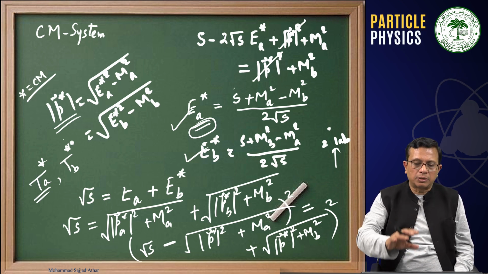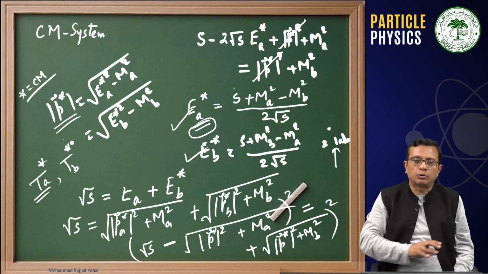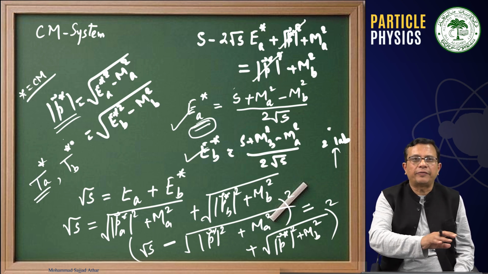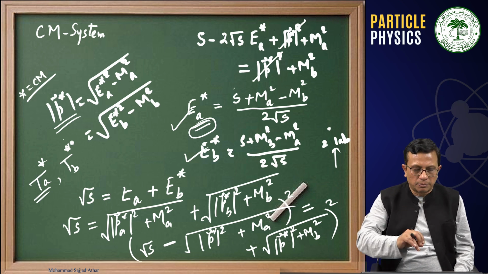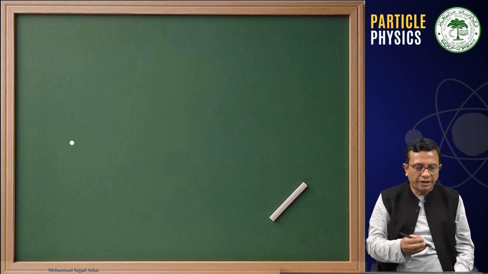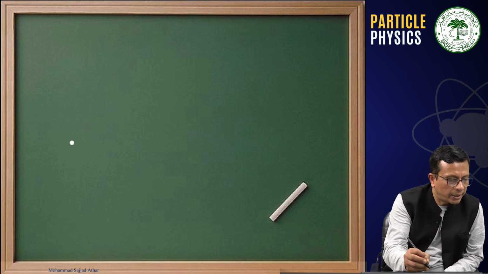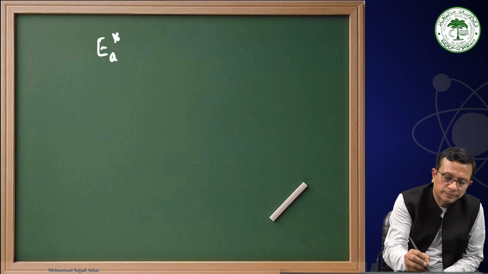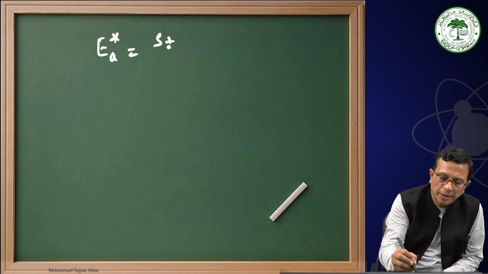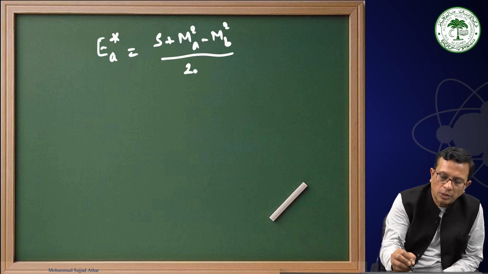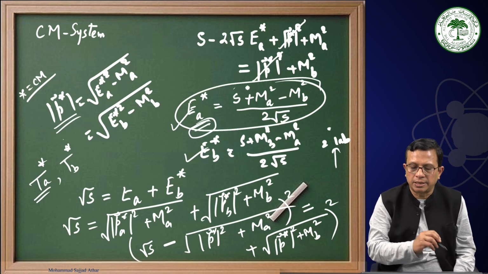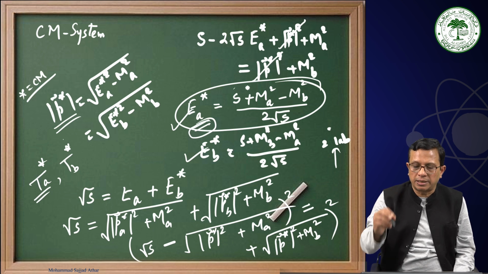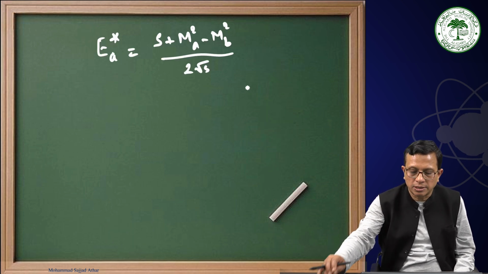And not only that, you can do it as a homework. Instead of S, you can write it in some other way, only in terms of momentum. Like if I write my EA star as S plus MA square minus MB square by twice square root S. Look at it carefully. My EA star is S plus MA square minus MB square upon twice square root S.